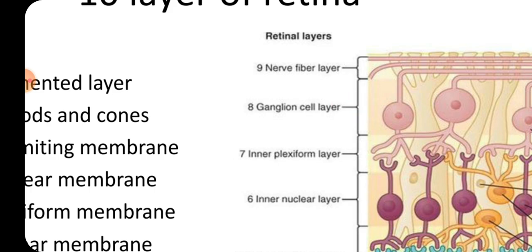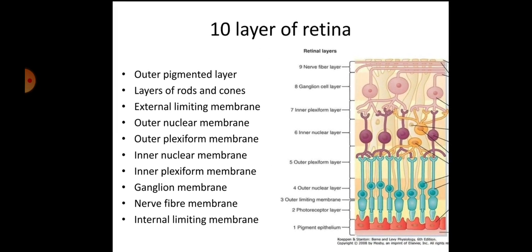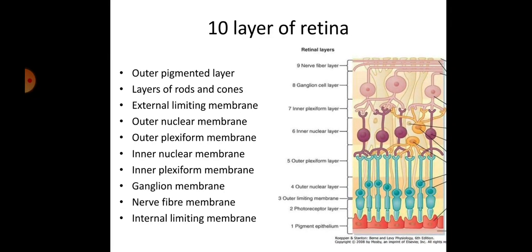So now totally the 4 layers are converted into 10 layers. I left 2 more layers. One is the internal limiting membrane, and here there will be the external limiting membrane. It's very easy to remember. Outer pigment layer, second one is the layer of the rods and cones, third one is the external limiting membrane.